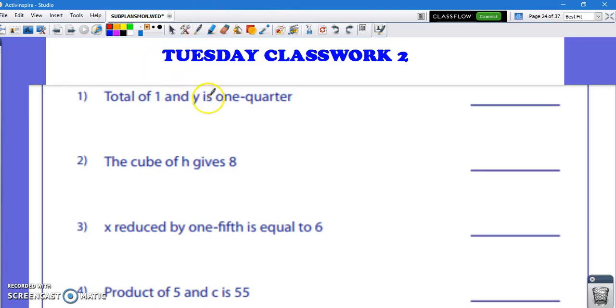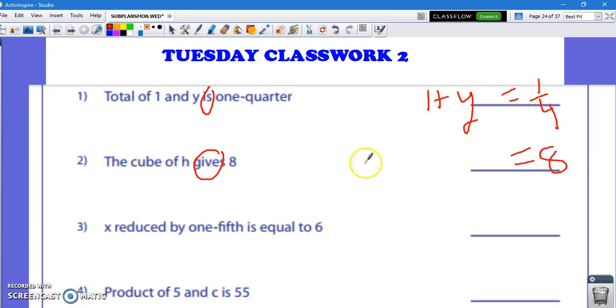Total of 1 and y is 1/4. Okay, so first of all, "is" means equal, so you know it's going to be equal to 1/4. Total of 1 and y is basically 1 plus y. The cube of h gives 8. The cube of h, so that's basically saying h cubed. X reduced by 1/5 equals 6. X reduced by 1/5, so that's x reduced by 1/5.